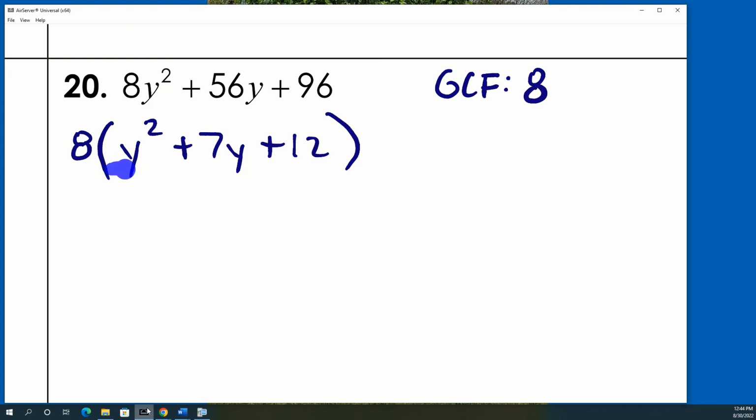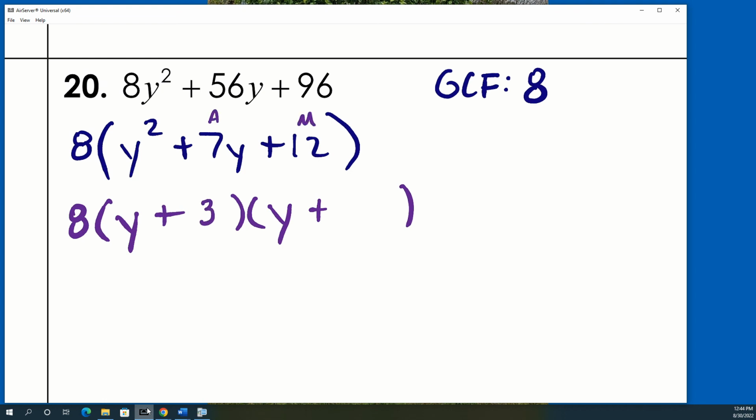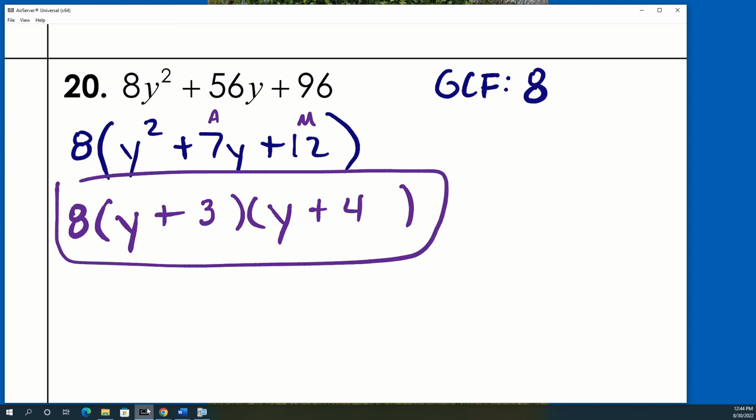So on a situation like this, do I need to do divide, slide, bottoms up? No, we're just going to do regular factoring. The 8 is going to hang out on the front. It's going to be y, and plus, and then multiply to get 12 and add to get 7. It's just going to be 3 and 4, right?